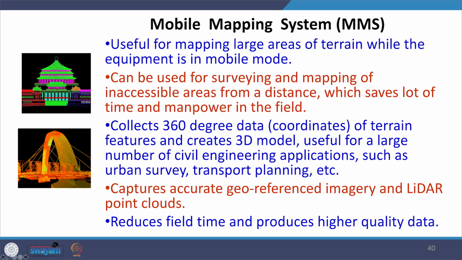There are again various applications of this, because the camera can collect 360-degree data in all directions: forward, backward, left and right. So, you can cover the panoramic view of the entire area from one single spot. That is the greatest advantage. The other advantage is that you are carrying out the mapping from a distance, so you are not going physically to those fragile sites.